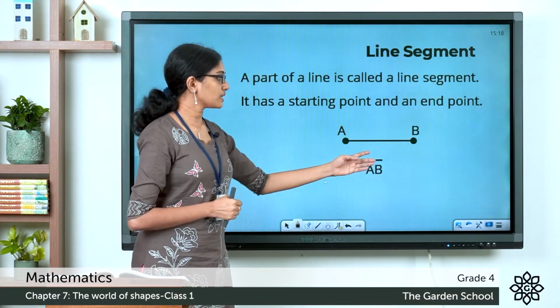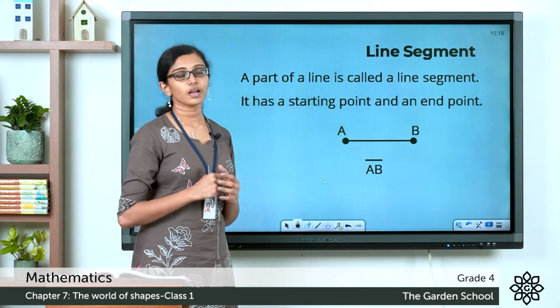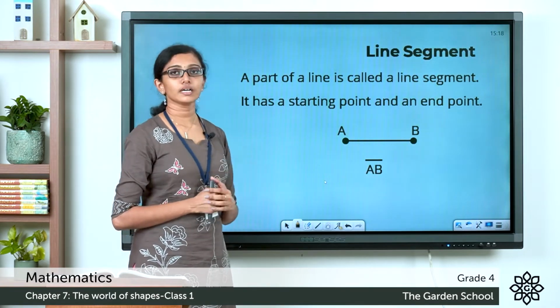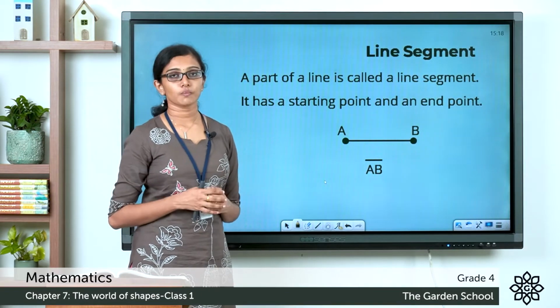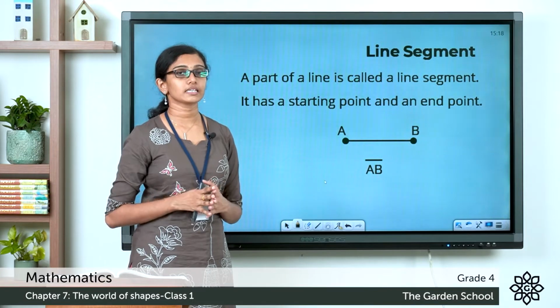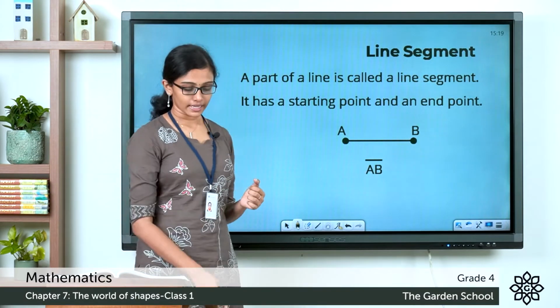And this is the symbol that we use to denote a line segment. A straight, small line segment written above the end points. Note that it does not have any arrows marked on it because it's not extending endlessly, it has a definite length. Now let's see what a ray is.